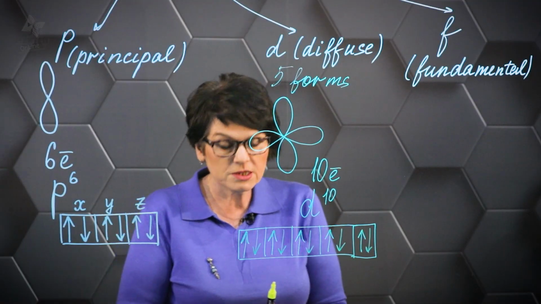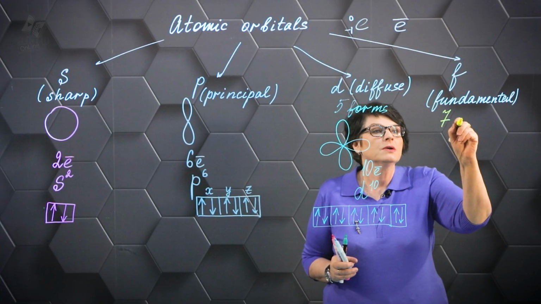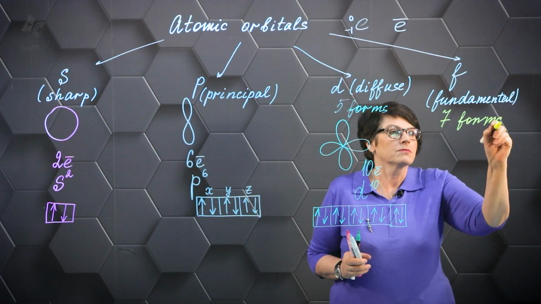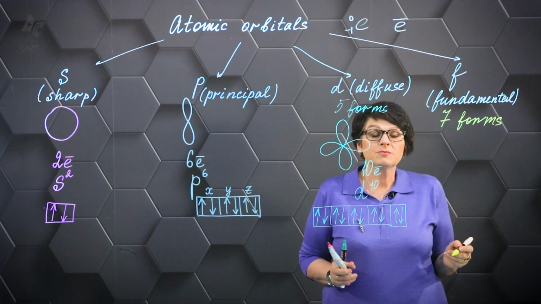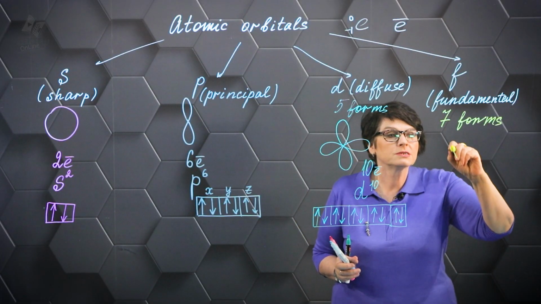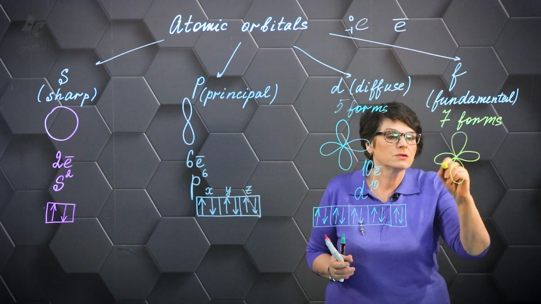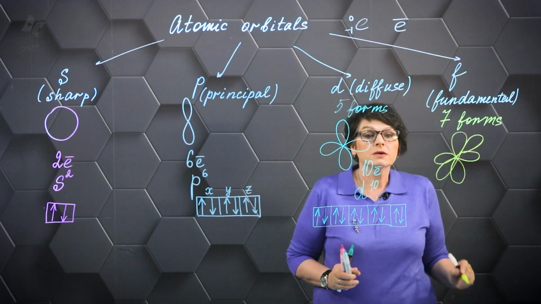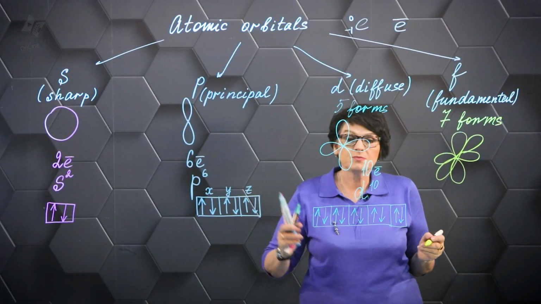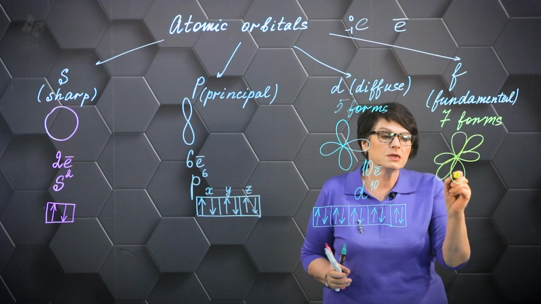So we have D electrons, and F electrons can have 7 different shapes. And then let's show one of these shapes. In fact, they are different. And one of the shapes, for example, of D electrons looks like this. But in fact, they are subdivided inside. Unlike S and P electrons, which cannot have any other shapes, D and F electrons can have different shapes.